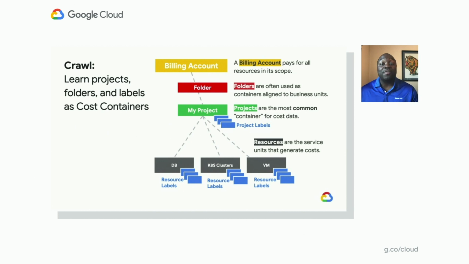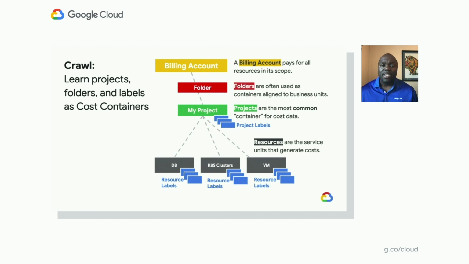That crawl portion of this use case means understanding what we like to call here at Google Cloud the flexible billing hierarchy. The billing hierarchy starts at the top with the billing account. It's one of your largest and most important containers for cost data. We say that because it's the level responsible for paying for all of the resources you use at GCP services. So it's a fairly large container that you can use to assign costs.